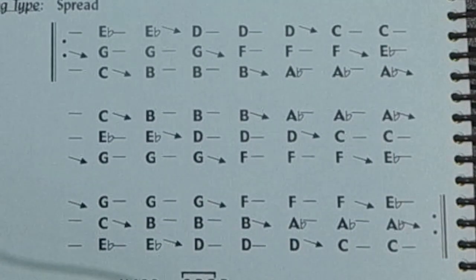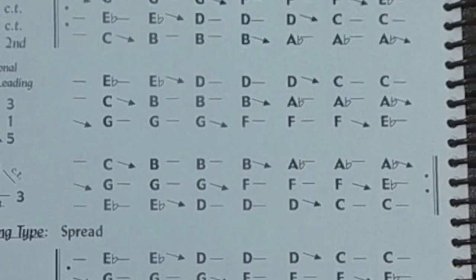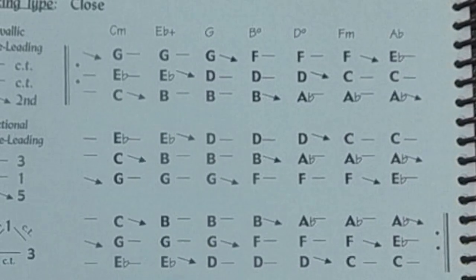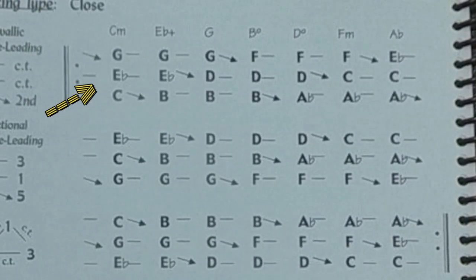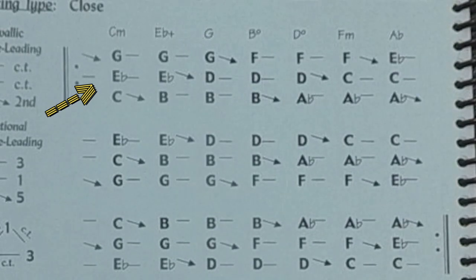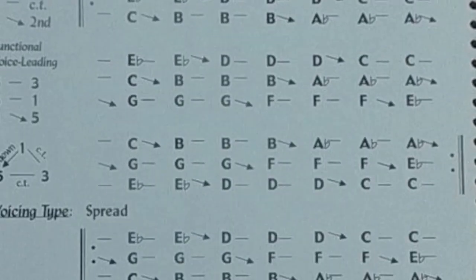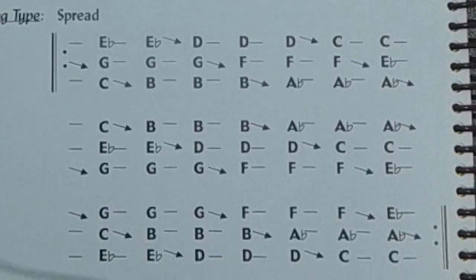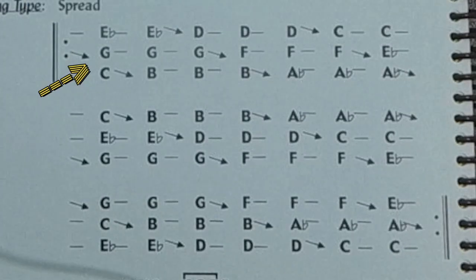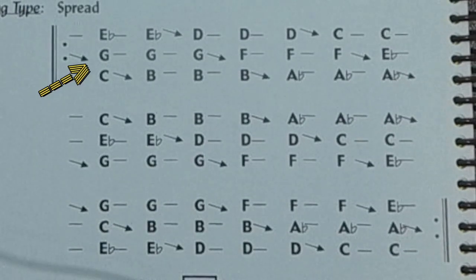Essentially all a spread voicing is, and you can see this here: C, E flat, G. That's your closed voicing. That sounds like this. Here, when we spread that out, we just take the E flat and we move it from the middle voice to the top. So you can see this goes to this. Spreads out the chord, makes it a little bigger sounding.